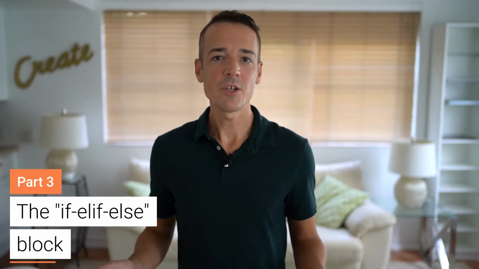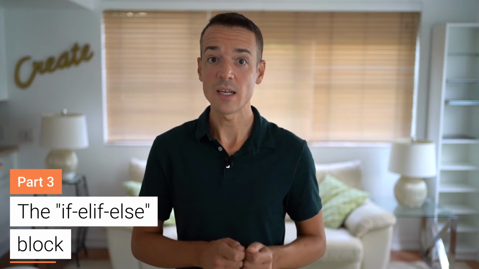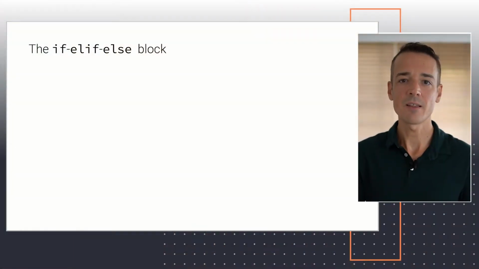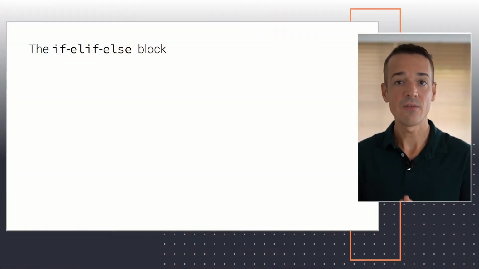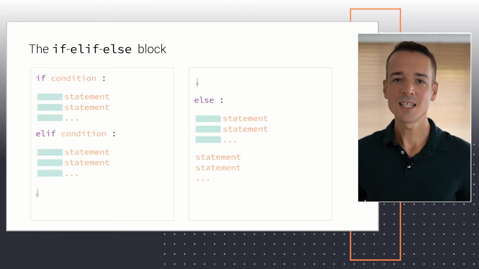One last variation of conditional execution allows us to check not only for one condition and its opposite, but for multiple mutually exclusive conditions at once. This is done in Python with an if-elif-else block, where keyword elif obviously stems from a contraction of English words else and if. This is the general syntax for this construct.